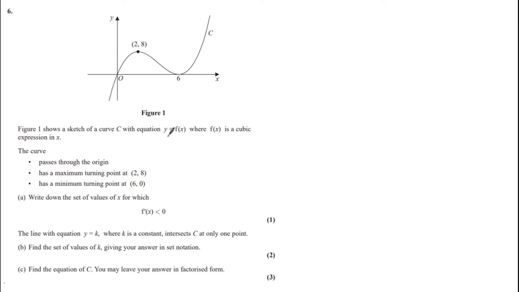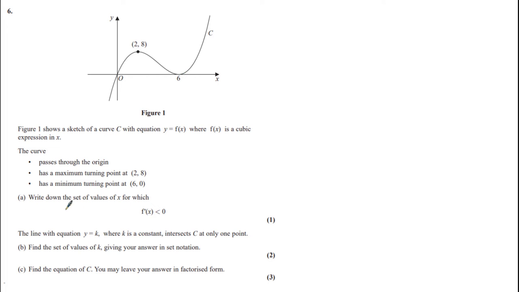Question 6. Figure 1 shows us a sketch of a curve C with the equation y is equal to f of x, where f of x is a cubic expression in x. The curve passes through the origin, as we can see here. It has a maximum turning point at the coordinates 2, 8, as we can see here. And it has a minimum turning point at the coordinates 6, 0, which we can see here.